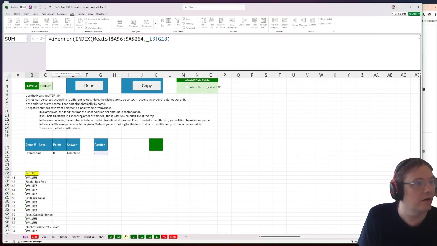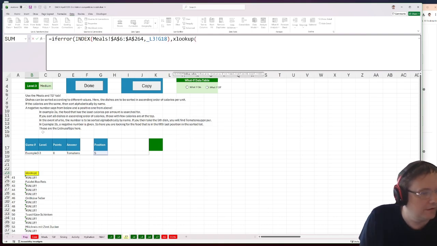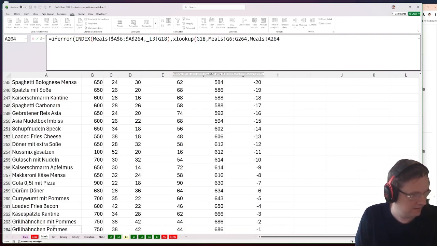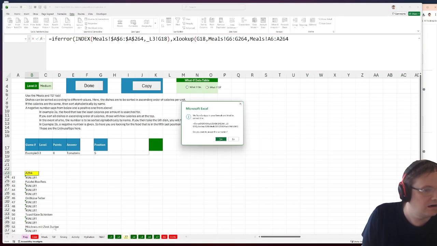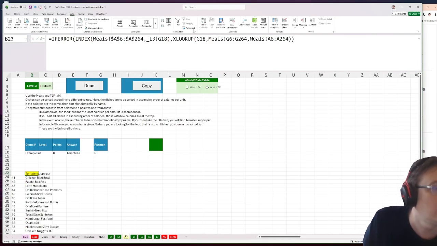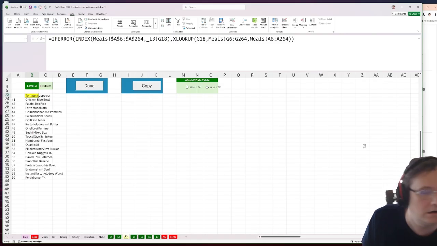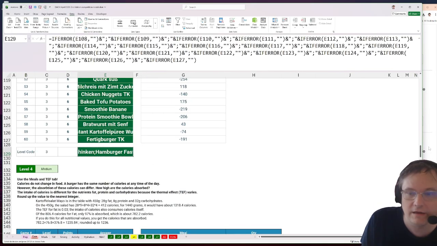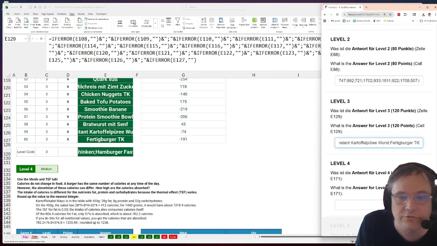So if error, XLOOKUP this on here, returning here. All right, so that is level 3.